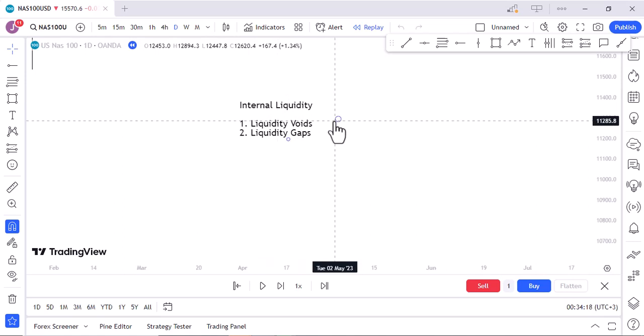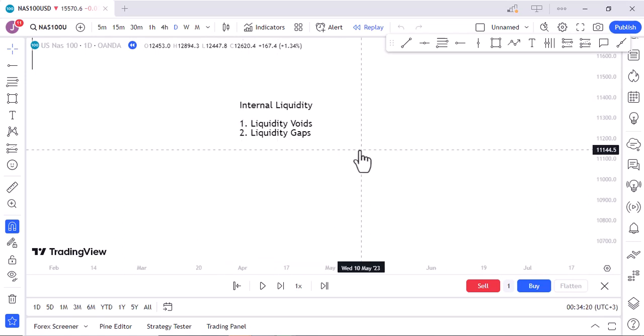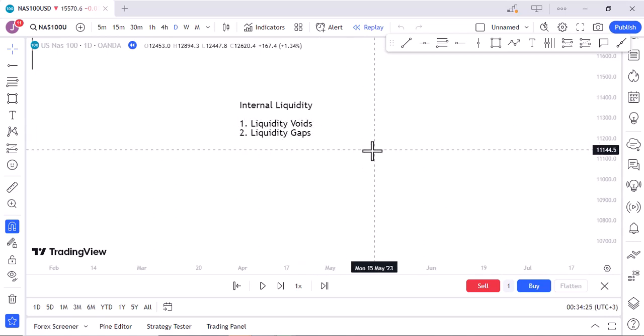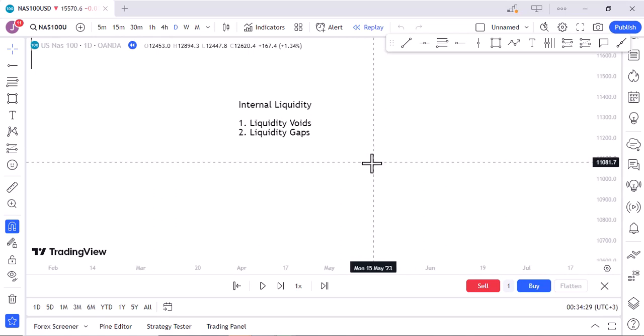Today we're going to be talking about internal liquidity in the form of liquidity voids and liquidity gaps. Last time we spoke about stop hunts. Stop hunts basically represent external liquidity because they are outside of the trading range. As such, they're external. But internal liquidity is in terms of voids and gaps, and we'll demonstrate shortly.